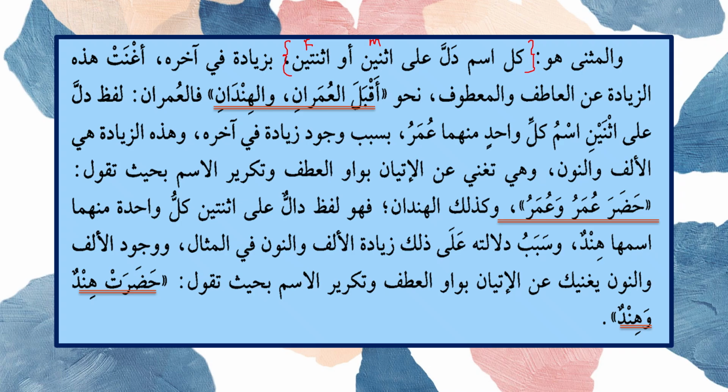So how do you make the structure of the noun into muthanna? بزيادة في آخره. When you see an extra letter at the end, you know that it is a dual structure, and those two letters are special. أغنت means it suffices, suffice means it completes. هذه الزيادة عن العاطف والمعطوف. What do you understand by العاطف and المعطوف? So I'll just explain what is عاطف and معطوف.